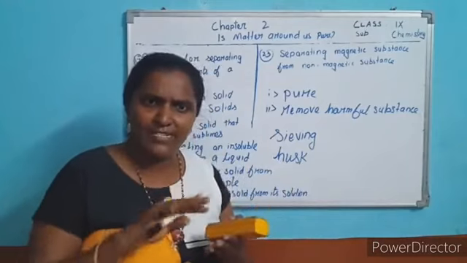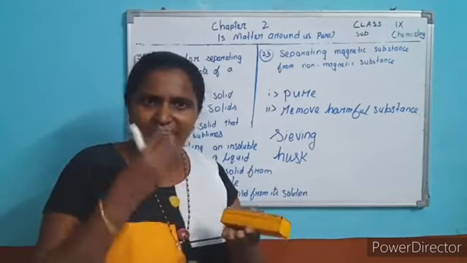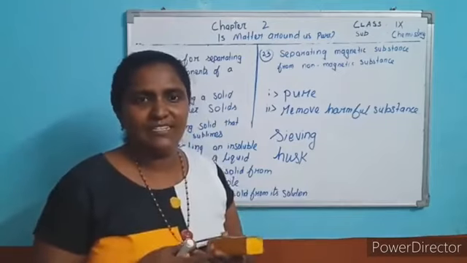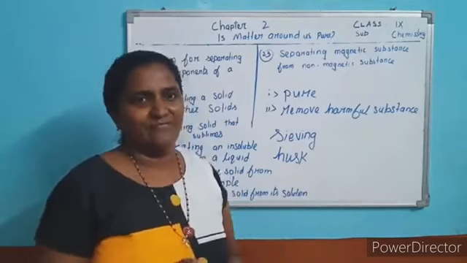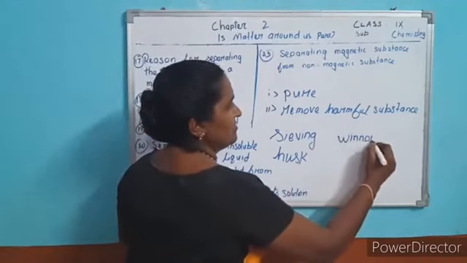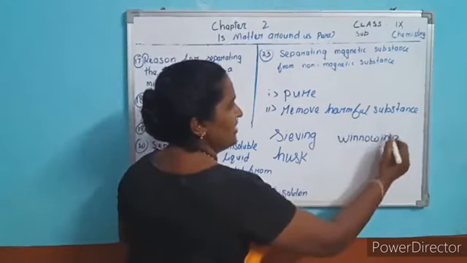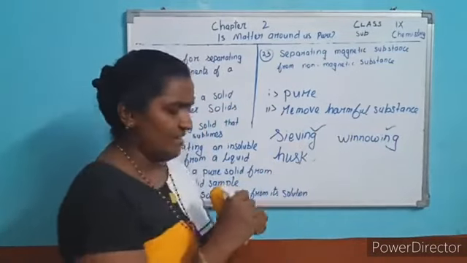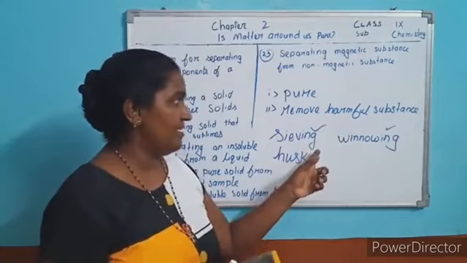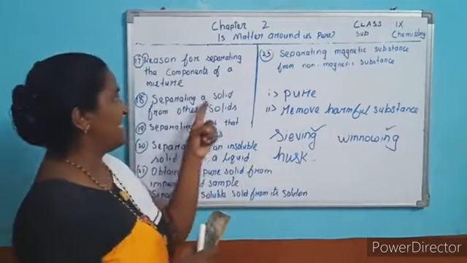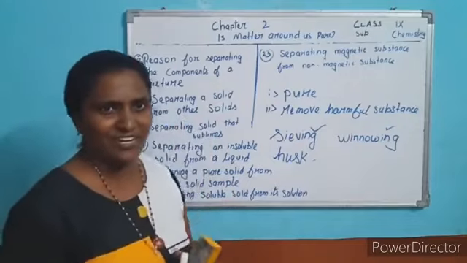How will you remove the husk? Because husk is lightweight, whereas rice is heavy. How will you remove this? The process of winnowing. What is the process? Winnowing. These are the methods followed: sieving, winnowing, and what is that? Hand picking. These methods are involved in separating a solid from another solid.